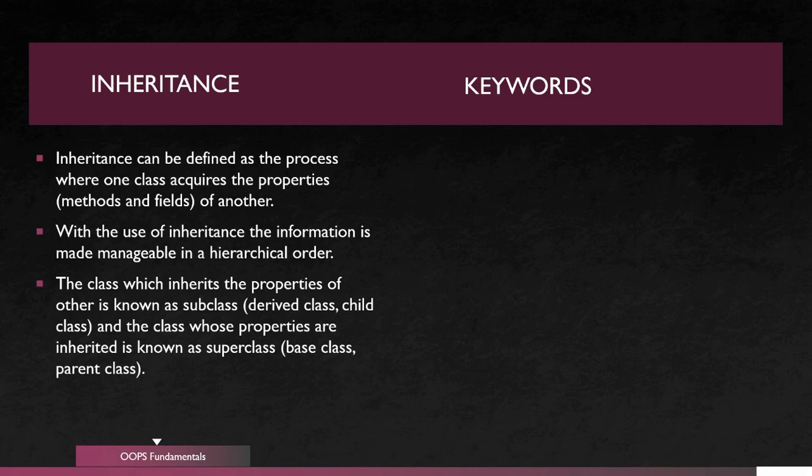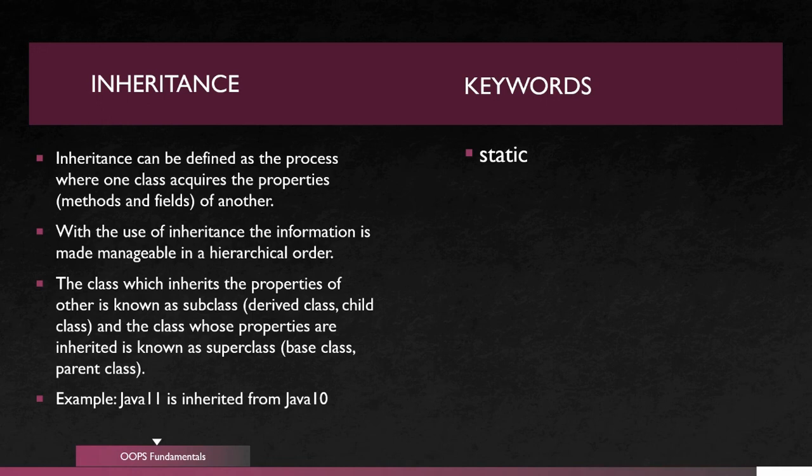So we can say that the class which inherits the properties of another is known as a subclass, which is also known as a derived or child class, and the class whose properties are inherited by another class is known as a superclass, which is also known as a base class or parent class. The example is, suppose you are taking Java 11, then it is inherited from Java 10. Now, what are the different keywords?